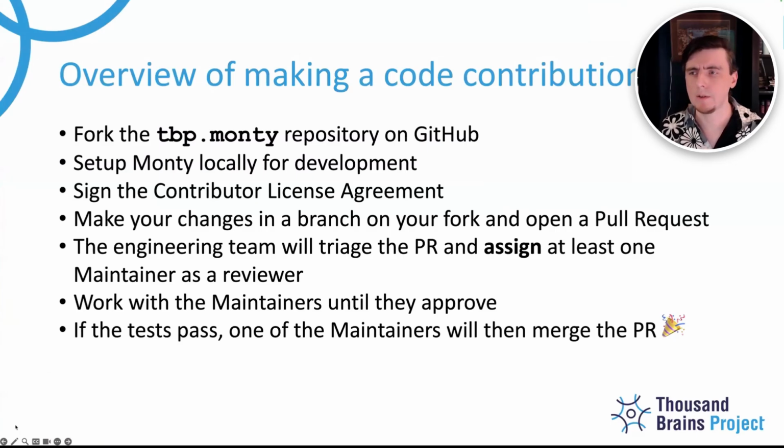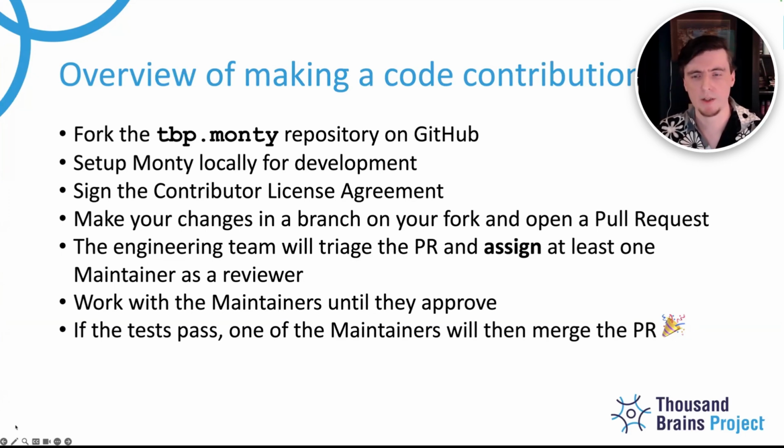So, an overview of making code contributions. Most of our code changes are made in the tbp.monty repository, so you'll need to fork that on GitHub. You'll need to set it up locally for development, and then you'll need to sign the contributor license agreement, which is pretty typical of open source projects. You can go read the details of that.